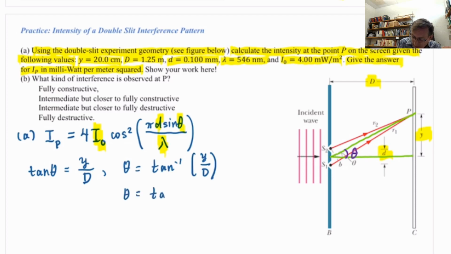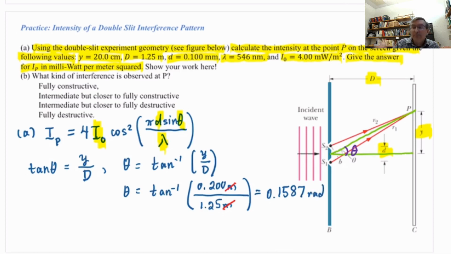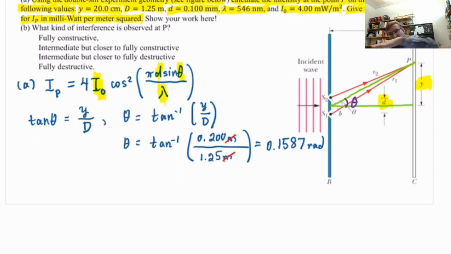Let's plug in the numbers and see what we get for theta. Inverse tangent of y, 20 centimeters, well, 0.200 meters, and big D, 1.25 meters. The meters cancel. Calculator in radian mode, and take the inverse tangent. I'll keep extra sig figs. 0.1587, and let's write radian. Okay, we have found the angle theta between the horizontal line across the center and the line to point P.